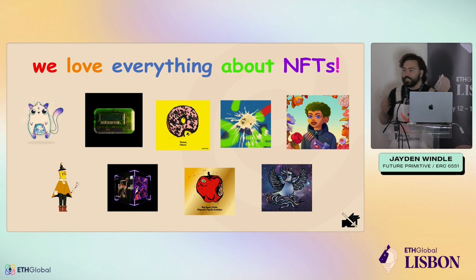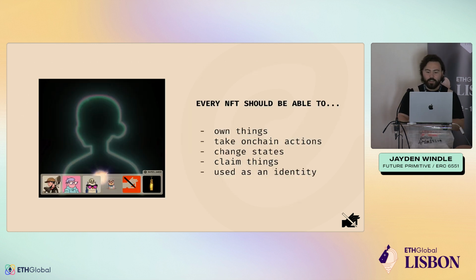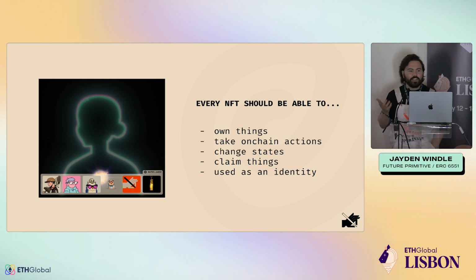But we believe really deeply that NFTs are much more than just a financial commodity or something you buy, sell, and flip. We believe really strongly in the potential of NFTs as an on-chain medium. We think every NFT should be able to do more than just be an asset that sits in your wallet. It shouldn't just be a static image, a static thing that sits there. NFTs should be able to own things. They should be able to take actions and do things. They should be able to change states. They should be able to claim things like airdrops. They should be able to be used as an Ethereum identity, because that's the potential of NFTs as a token. But right now, it's not really realized. NFTs are just a thing that sits in your wallet. So how can we change that?